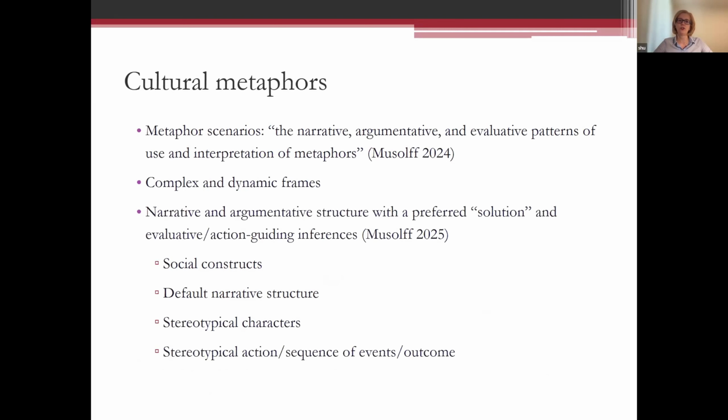At the same time, cultural metaphors can be used to profile nations, clusters of nations, and ethnicities. Professor Musolff offers to look at cross-domain mappings through metaphor scenarios. Metaphor scenarios are understood as narrative, argumentative, and evaluative patterns of use and interpretation of metaphors.